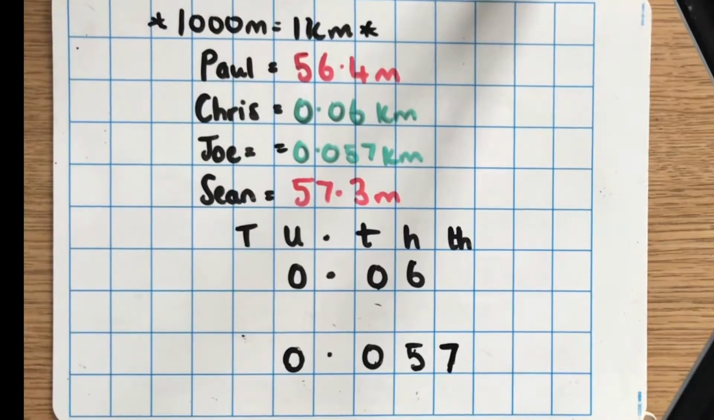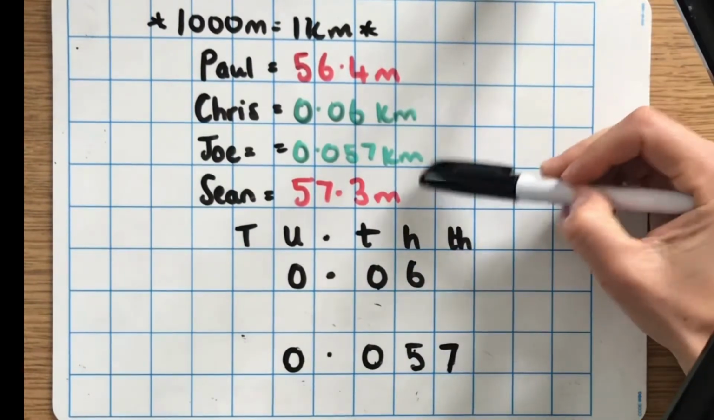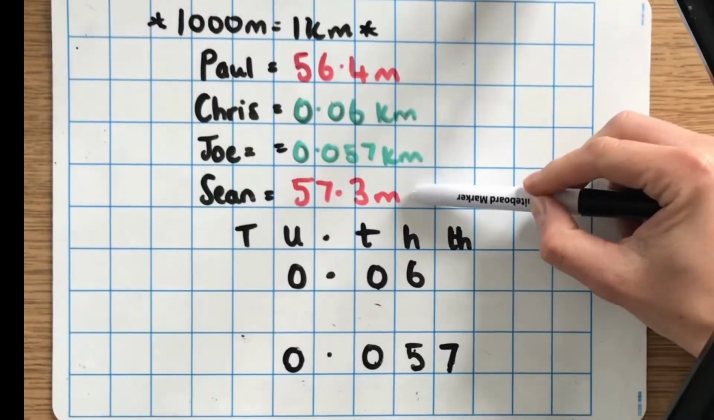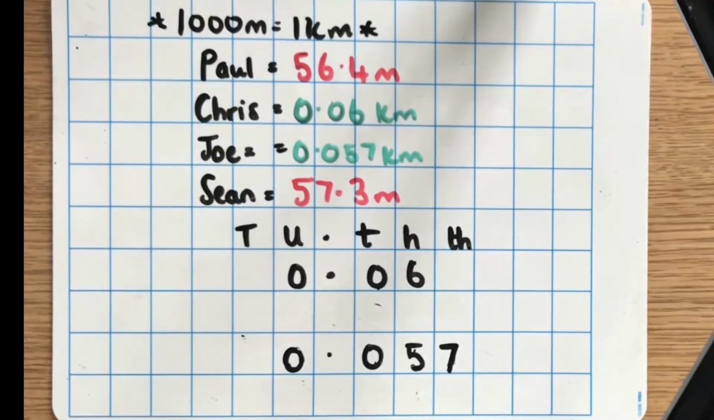Question number 34. You've got some information about athletes and how far they were able to throw their javelin. I've written them out colour-coded for you so that you can notice that two are in metres and two are in kilometres. To work out who threw the farthest, you need to decide whether you're going to convert these two into kilometres or these two into metres. Before you do that, you need to know a fact: there are 1,000 metres in a kilometre. So I'm going to change the 2 kilometres into metres.